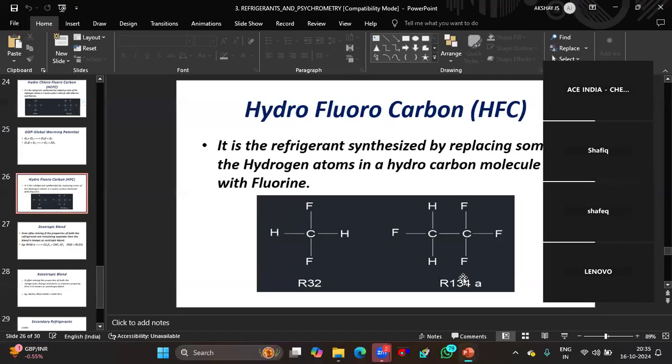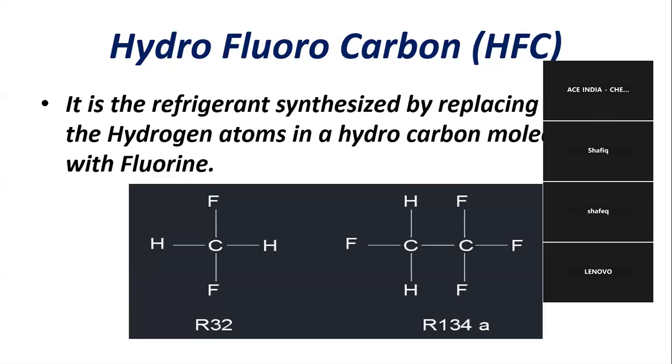Okay. So what do we mean by blends? Typically, blends mean some kind of mixture having two or more substances. So that's what we mean by blends. Generally, there are two kinds of blends, which are azeotropic blends and zeotropic blends. Okay.